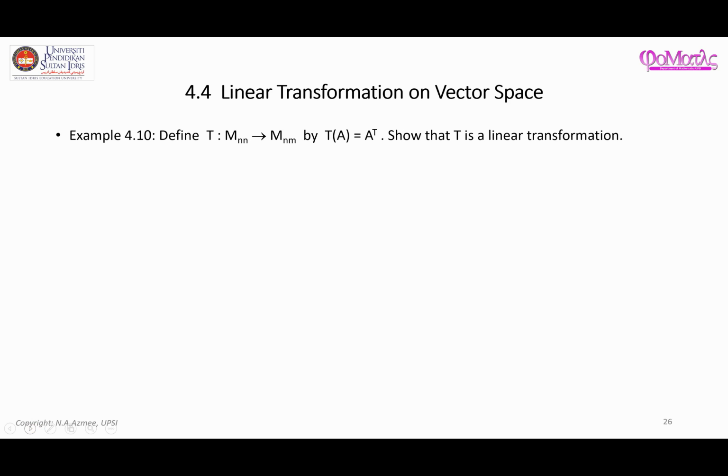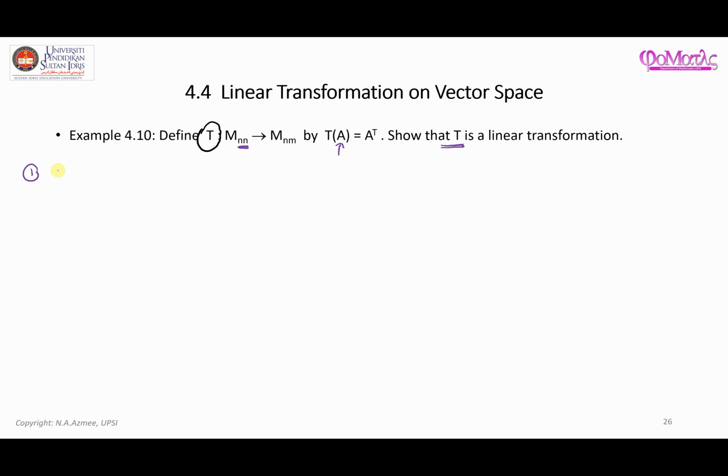And as an example here, we have a linear transformation defined as T, and here we have the process of turning a matrix of size n by m into one of size m by n. And here the process says that if you supply matrix A to this transformation function, the result is going to be A transpose. So here you are asked to show that this transformation defined here is indeed a linear transformation.